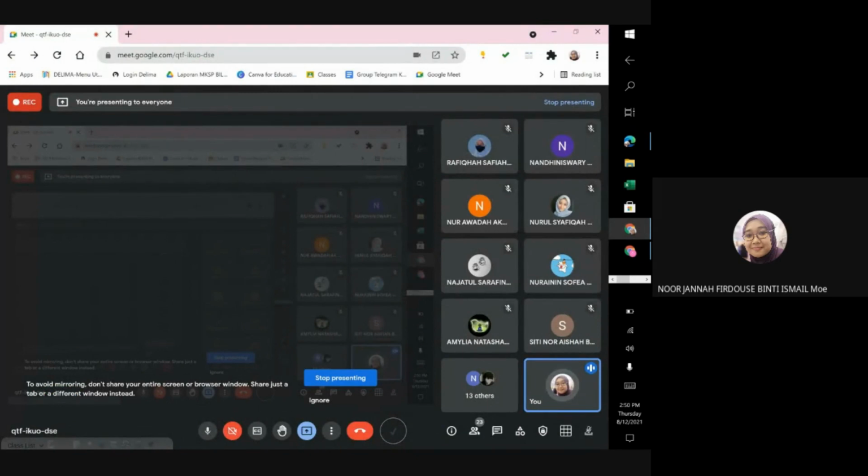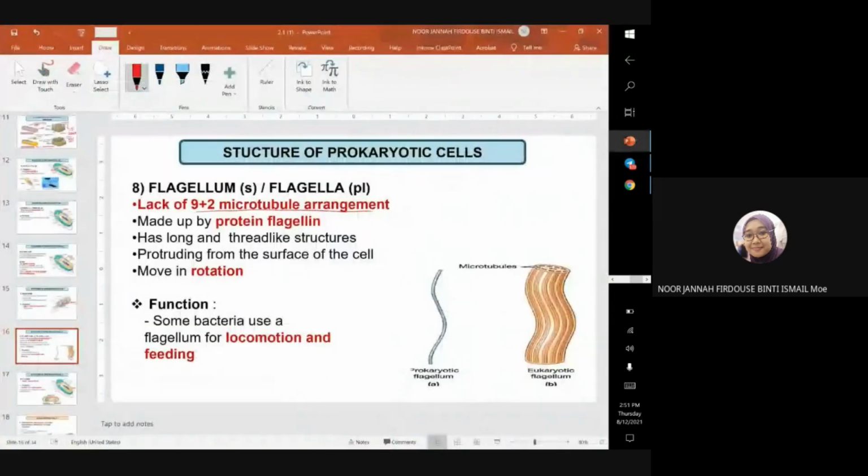Najatul Sarafinas. Can you identify any cell in our body that contains flagellum? Or animal in general? Sperm. Sperm, very good. Sperm is the only cell in animal that has flagellum. So kalau dia kata kat dalam ni tadi nota dia kata dalam prokaryotik flagellum dia lack of 9 plus 2. Maknanya dalam eukaryotik dia punya susunan mikrotubul adalah 9 campur 2.